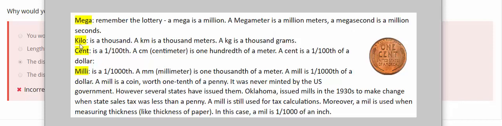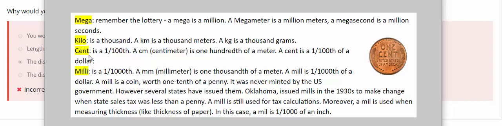The abbreviation of a kilo is 1,000. A kilometer is 1,000 meters. A kilogram is 1,000 grams. Now, a meter is about a yard, about 3 feet. So a kilometer is about 3,000 feet.